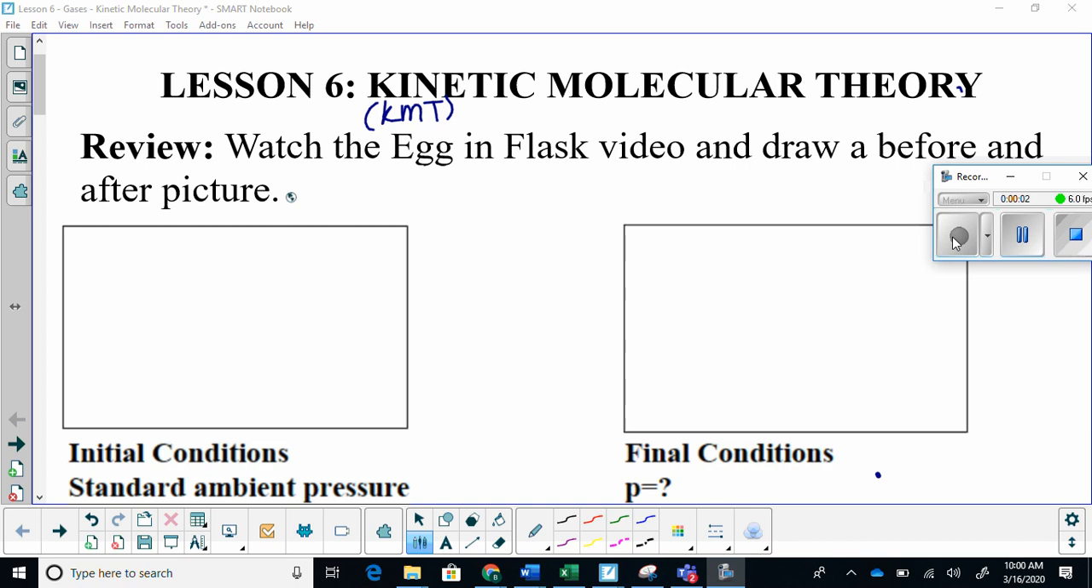6, which is called Kinetic Molecular Theory. From now on, we will be calling it KMT for short. For review, we're going to watch this egg in a flask video and then draw a before and after picture and then find the final pressure in this flask.